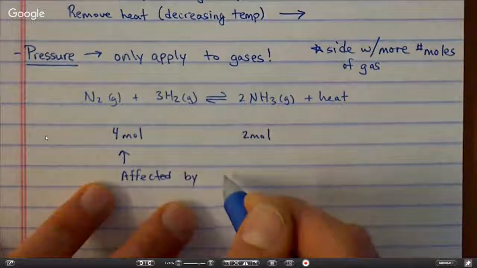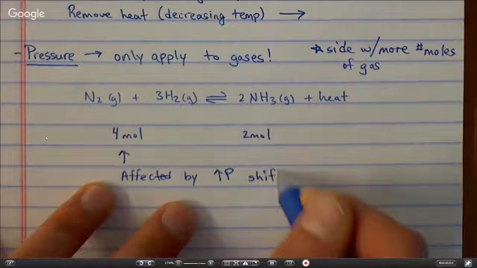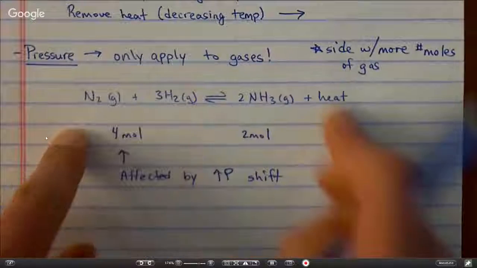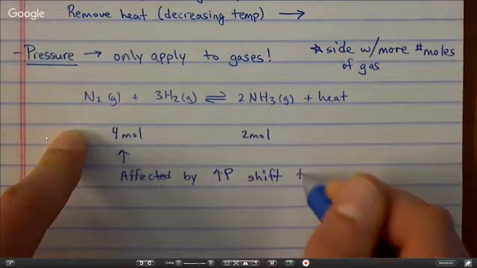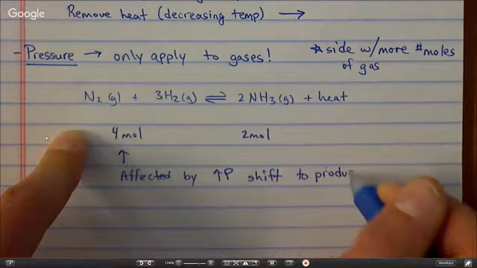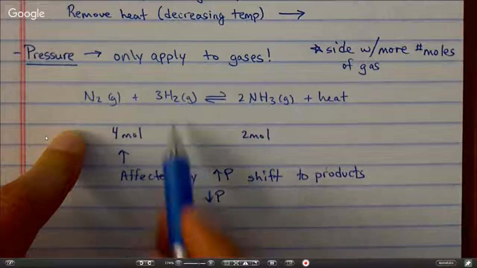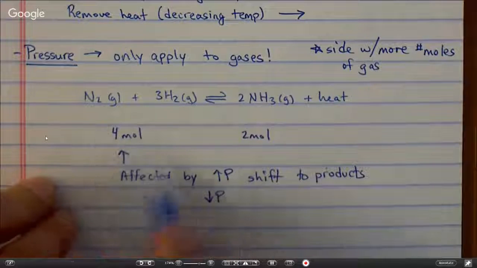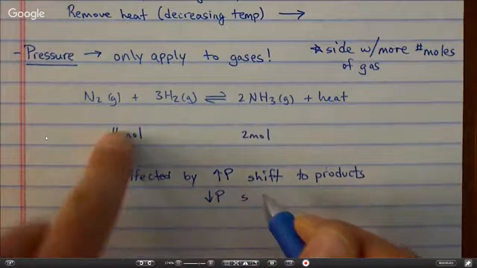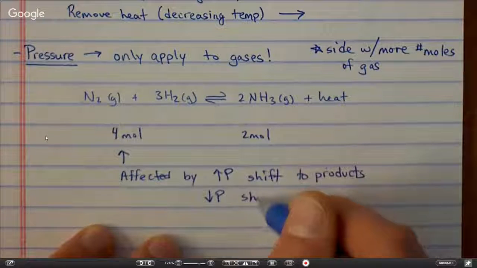If we increase the pressure, it's going to shift away from this side, because we're adding pressure. So pressure will go away and shift to the products, to the right. If we decrease the pressure of the system, then we are removing moles of gas in that way. And so we'd shift to the left, to the reactants.